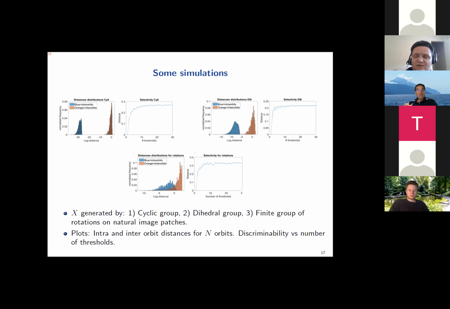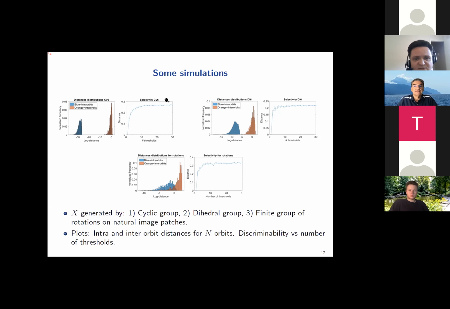I calculated the distance between the neural signatures, and these plots are the distribution of those distances for elements that belong to the same orbit, for which I expect the distance to be 0, and for elements which belong to different orbits, for which I expect the distance to be different from 0, because I want to build a proper quotient space. And that's what you see here. This is the logarithmic scale, and this is the distribution of the intra-orbit distances and the inter-orbit distances.